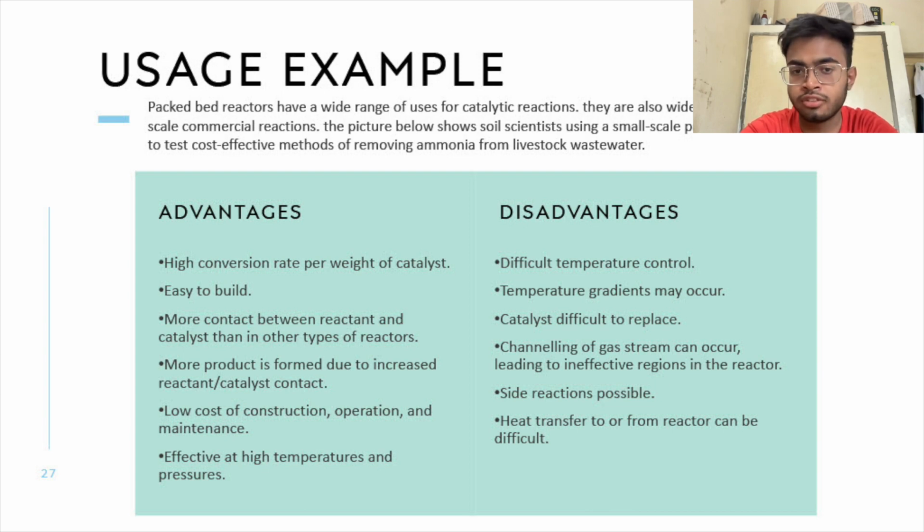But on the other hand, disadvantages include that they are difficult to control in temperature. Temperature gradients may occur. For example, the reactor may be very hot in some areas and cold in other areas, due to which the product may not be uniform. The catalysts are difficult to replace inside the reactor. Channeling of gas streams may occur, leading to ineffective regions in the reactor. Side reactions are also possible, which can reduce the efficiency of the reactor. Heat transfer from the reactor can be difficult to study.